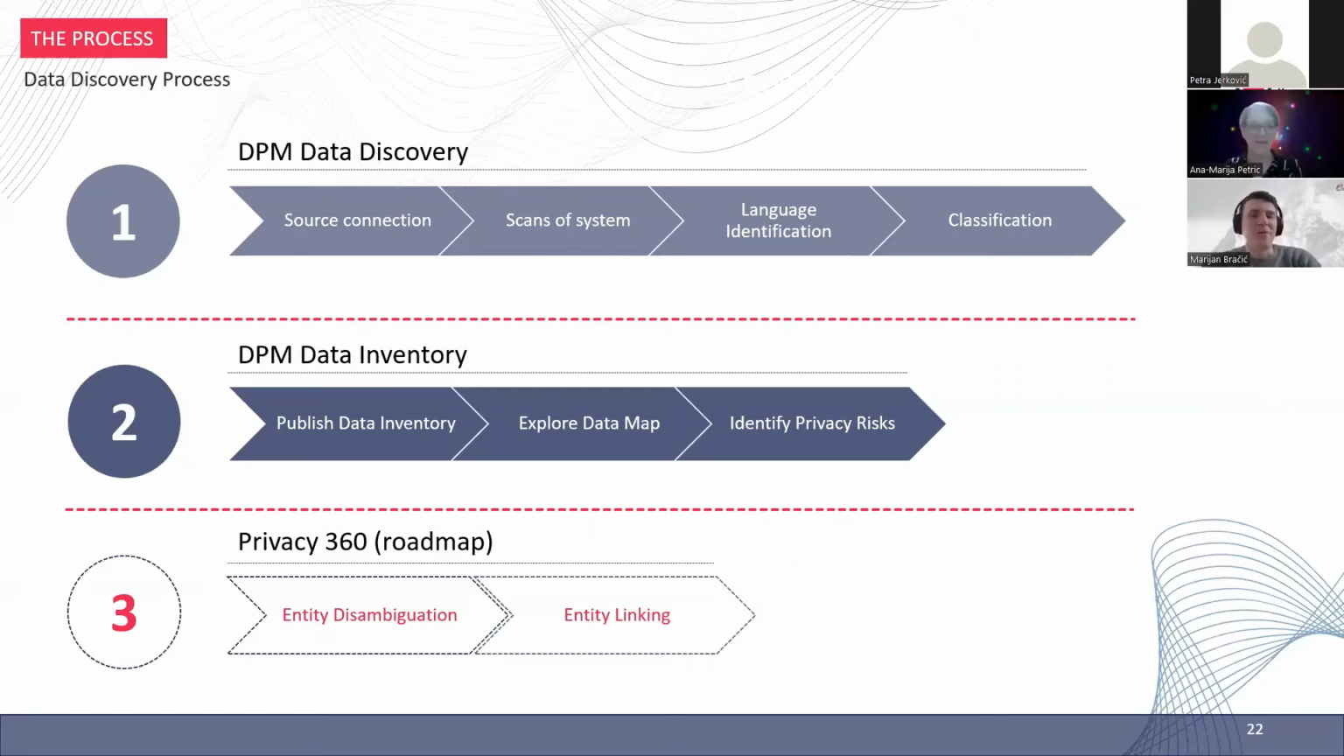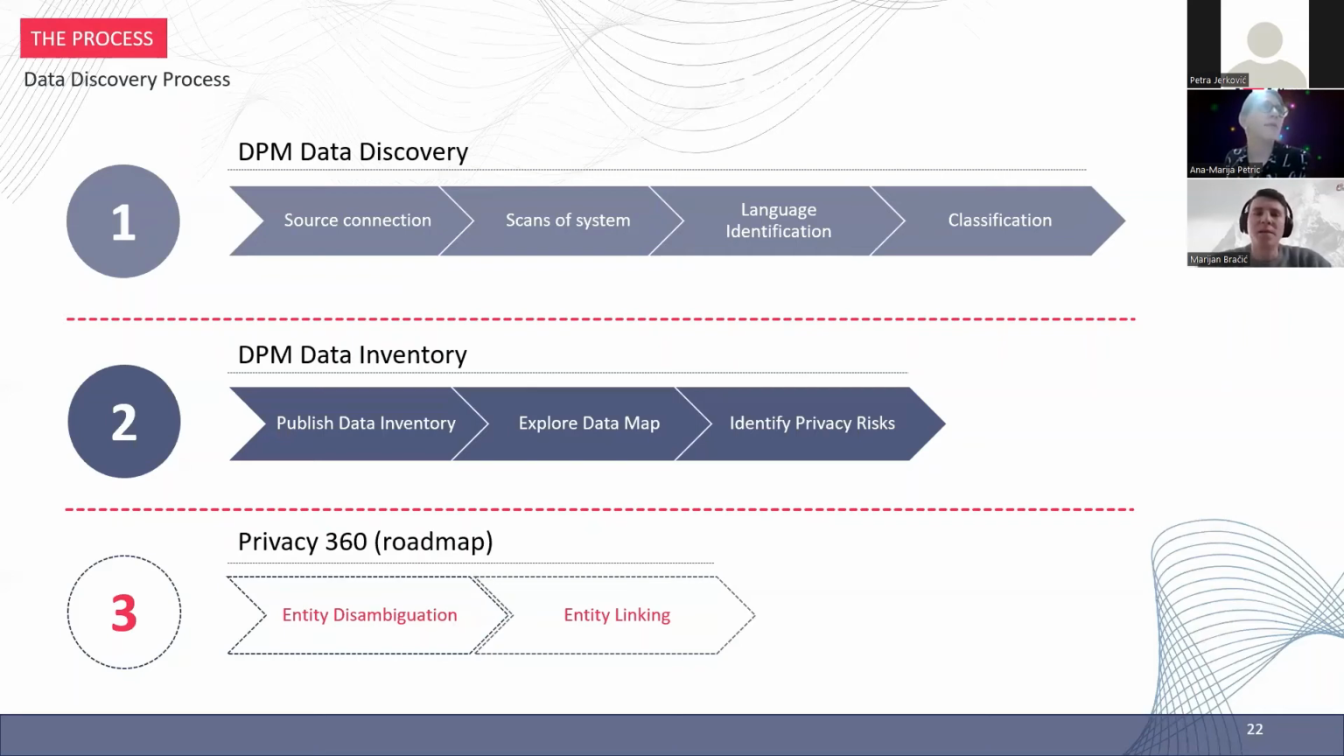All right, thank you very much. So the second step that you see here in this process is the DPM data inventory. Data inventory is one of the modules of Data Privacy Manager, and what it does for you is that you can publish the data discovery results into the data inventory. So you have a searchable database of information on where your personal data is all across your systems.